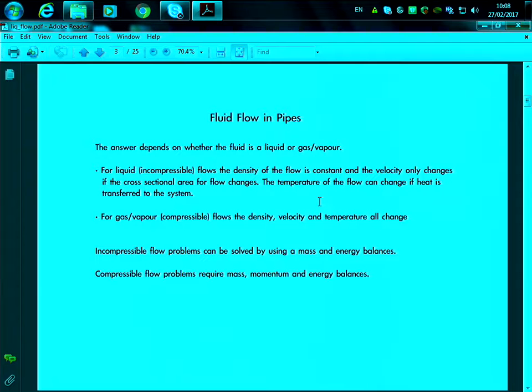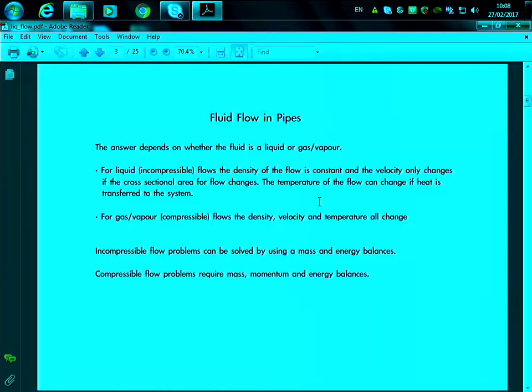And now the velocity only changes if the cross-sectional area for flow changes. So therefore, the velocity will be related to the flow, basically, and the temperature of the flow will be constant. It will only change if you have heat transferred to the system. So if you have a heated pipe, or if basically you are transferring heat to the system, okay?